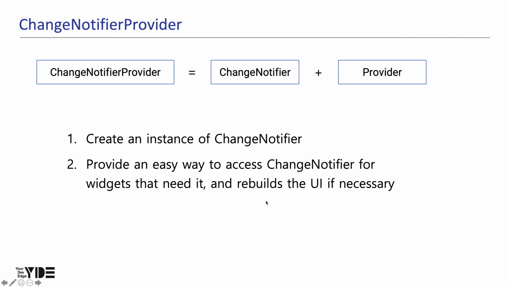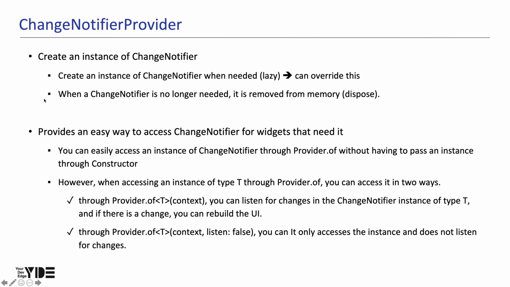But if you break this down a bit more, creating the instance of ChangeNotifier means, first, an instance of ChangeNotifier is created when necessary. This option can be overridden. Second, ChangeNotifier is removed from memory when it is no longer needed. Providing an easy way to access the ChangeNotifier for widgets that need it means, first, you can easily access an instance of ChangeNotifier through Provider.of without having to pass the instance through a constructor.